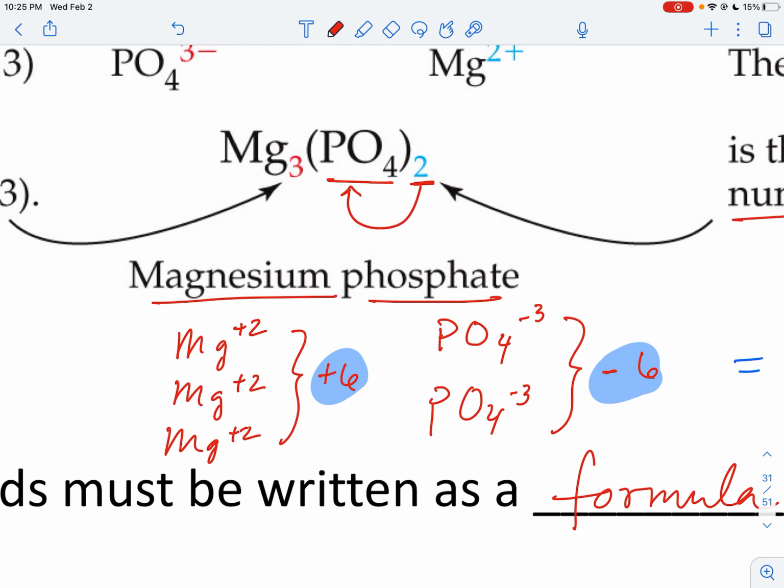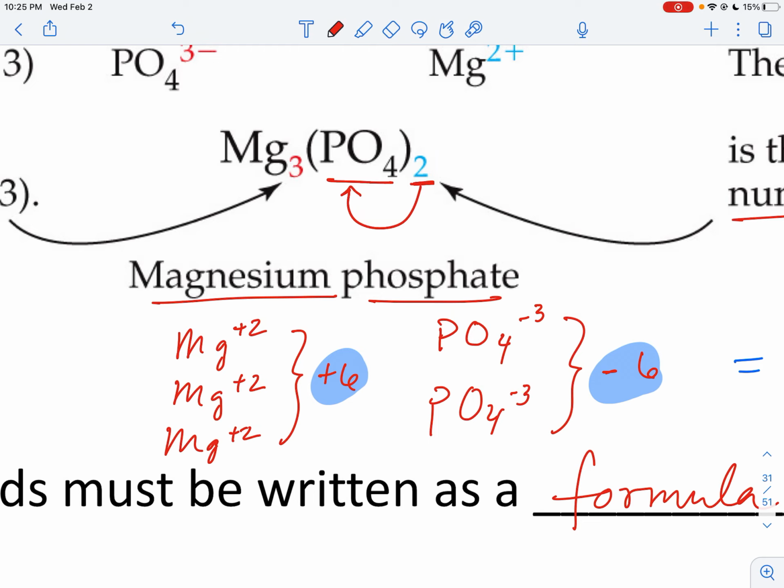So I'm going to say Al(OH)3. Okay, I need 3 hydroxides. If I just wrote it like this, AlOH3, it would look like this, and the 3 only applies to hydrogen. We want this 3 to multiply everything inside of it by 3. Okay, and then does this give us a neutral unit overall?